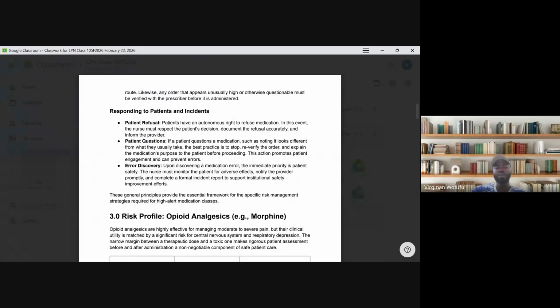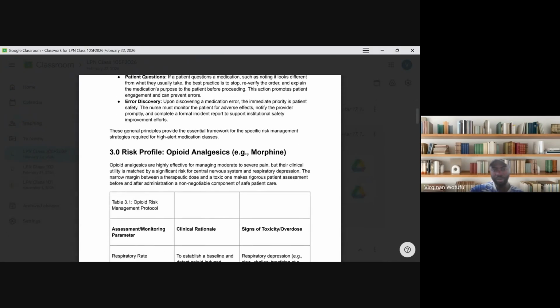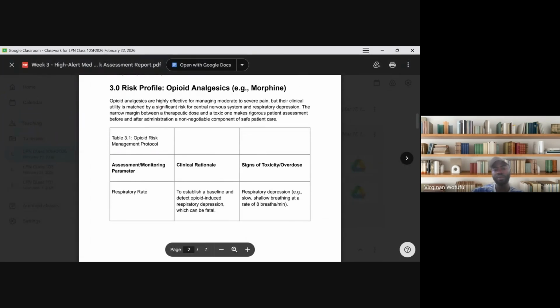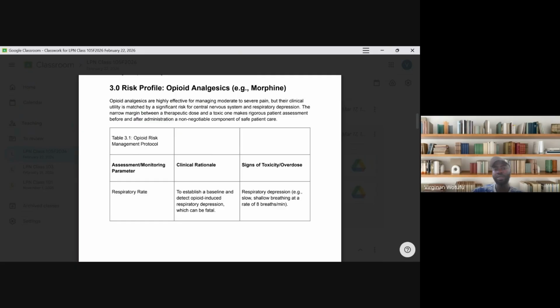So we'll take a look at some of the high risk medications that we are supposed to pay attention to when administering. So you have opioids, analgesics, like the morphines. And we know when administering this medication, you need to monitor what? Respiratory rate, right? You assess the respiratory rate. Why do you assess that? To establish a baseline and detect opioid-induced respiratory depression, right?